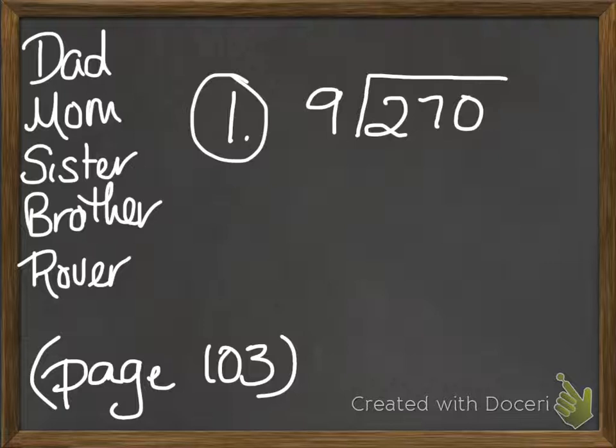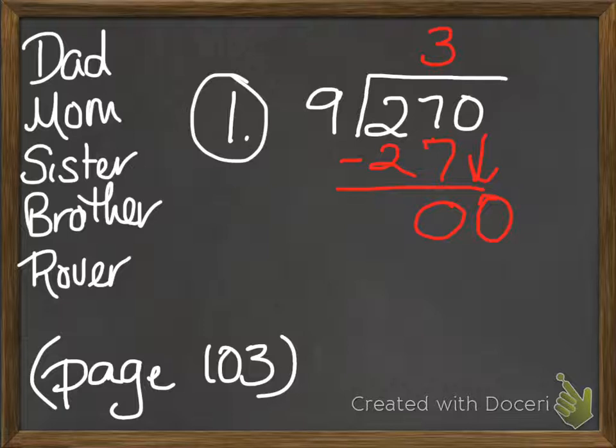Our dividend is 270. We're going to divide it by 9 and see what we get. So Dad divides. So I can't divide 2, but I can divide 27. 27 divided by 9. I'm pretty sure that's probably 3. Mom multiplies. 3 times 9 is 27. Sister subtracts. 27 minus 27 is 0. Brother brings down. Rover repeats.